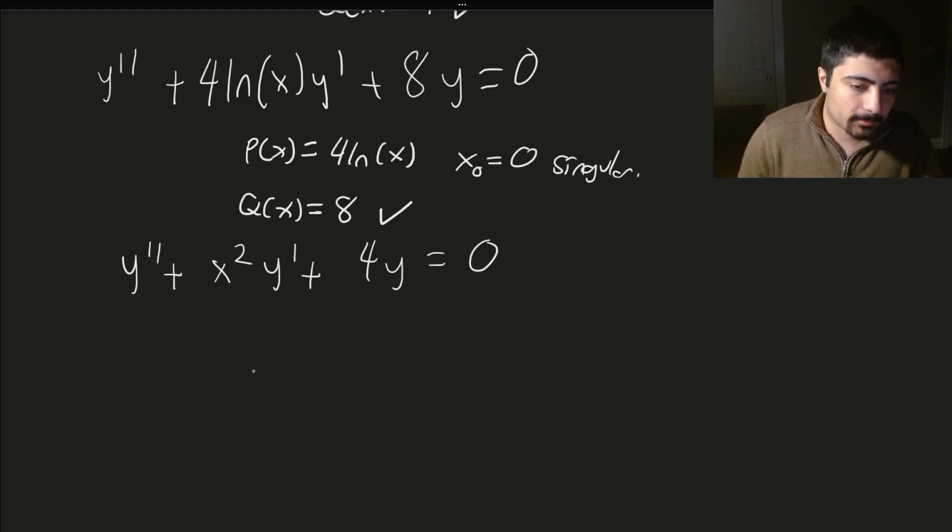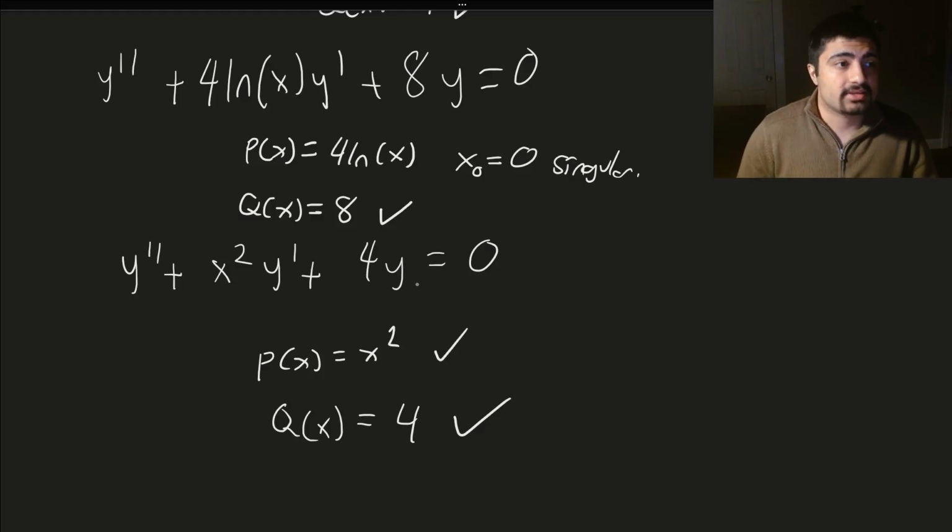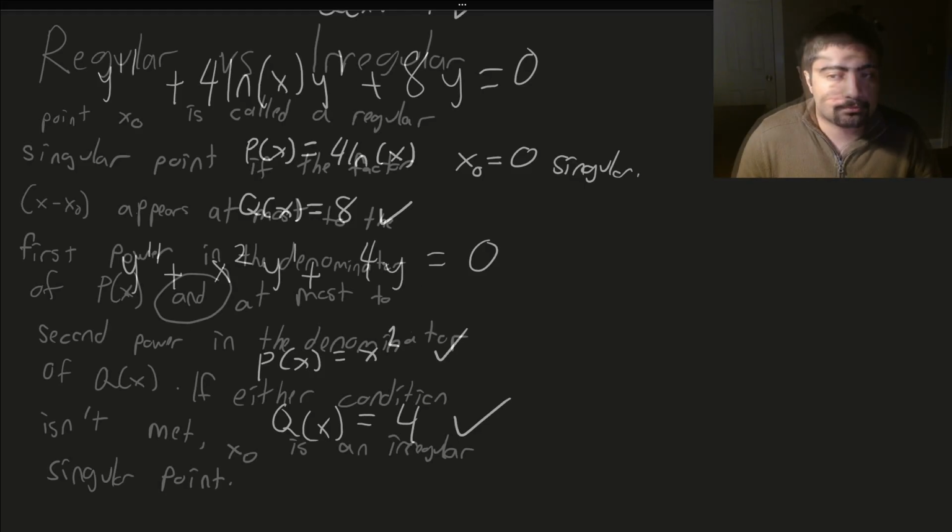Okay, and p of x will be equal to x squared, and x squared is defined everywhere, so this is not going to give us any singularity. But also q of x will be equal to 4, and 4 is also defined everywhere, so we don't have any singularity in this problem as well.